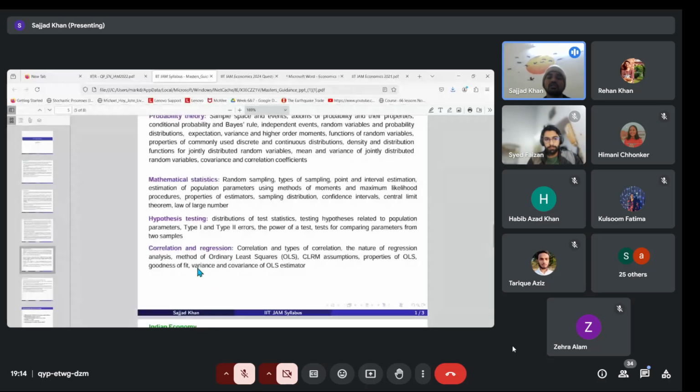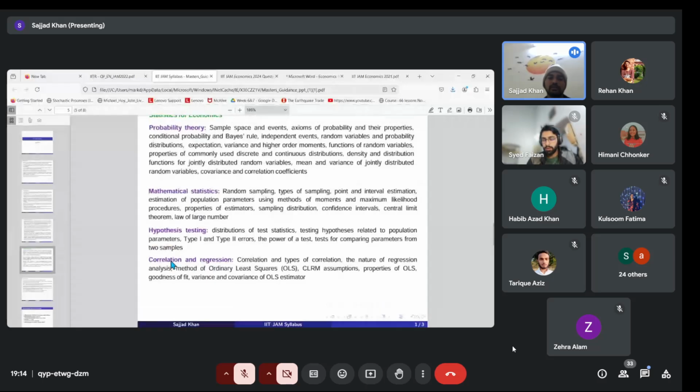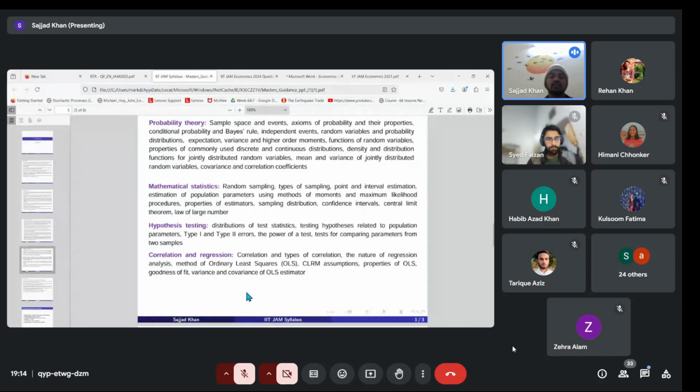Variance and covariance estimators are important here. Sometimes they relate it with sampling theory, and they ask what the difference is between the population variance and the sample variance, and some direct formulas. If you keep in mind some direct formulas from this book, you will be able to tackle it.